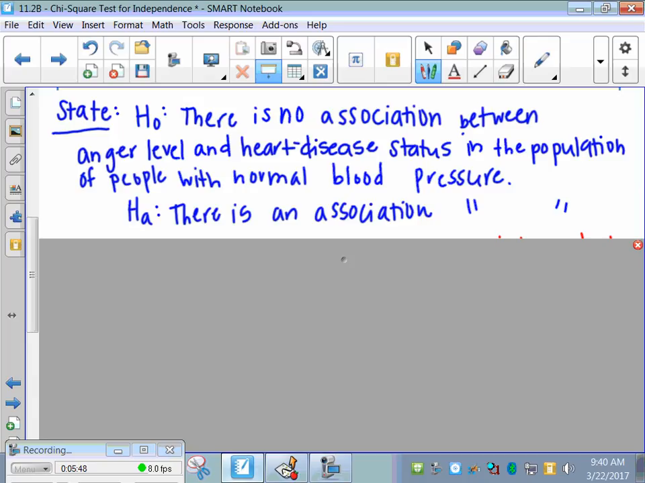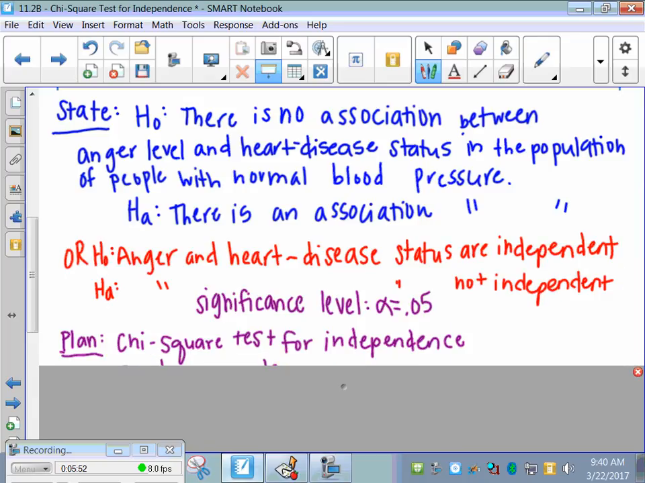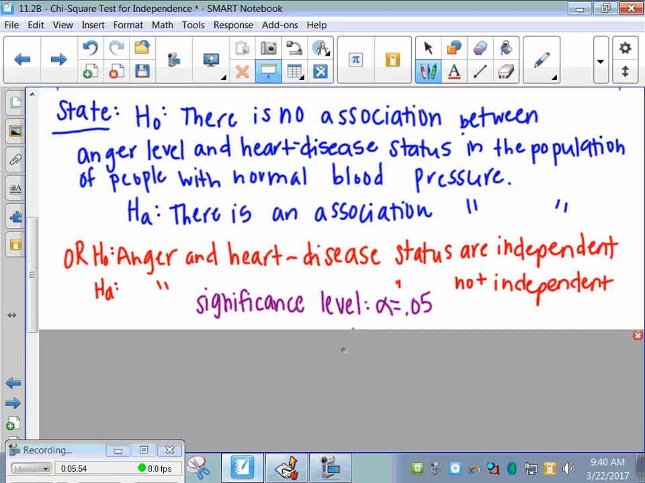The rest of that's the same, right? Okay, and then we do need to say our significance level. So significance level alpha is 5%. Another way of writing these, since this is a test of independence, you can say something like anger and heart disease status are independent for people with normal blood pressure, or they are not independent. If they're independent, there's no association between them. That's another way to write it. I kind of think this way is easier.